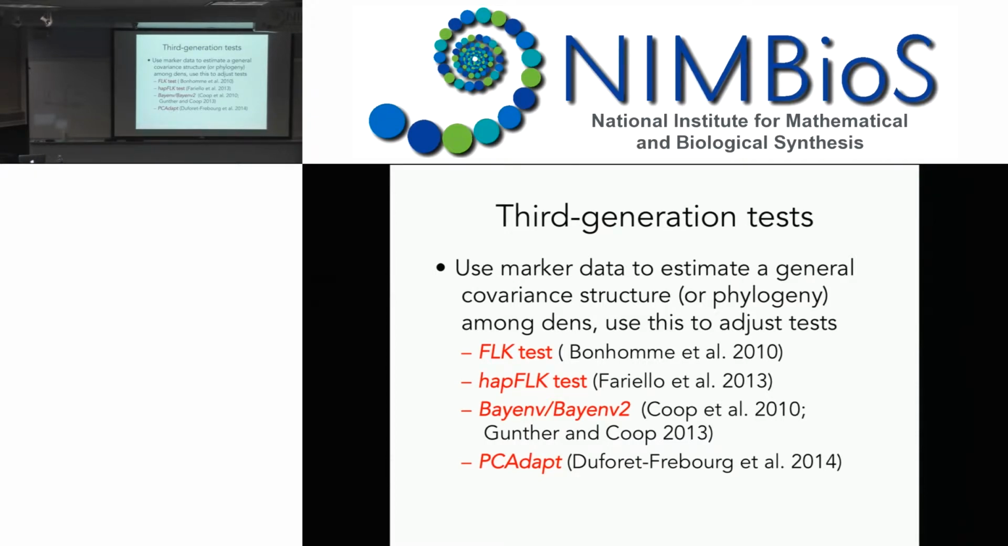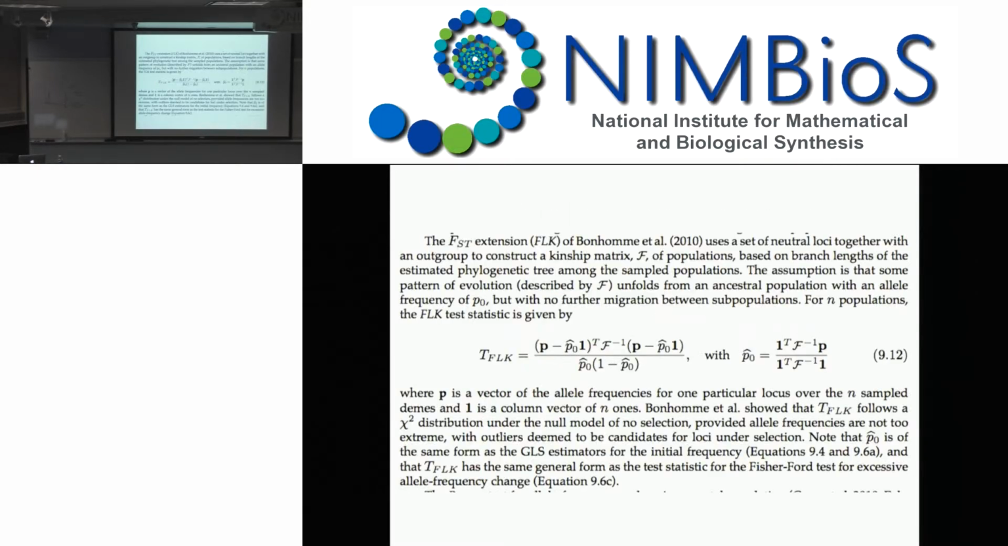There's a whole bunch of tests. You probably have heard of some of these. There's the FLK test, Bayenv and Bayenv2, PCAdapt, other things like latent factor mixed model, LFMM, which will come back in a second setting. So the idea behind all of these is you take your marker data and you use that to construct the covariance you expect among demes for those random markers. That gives you a better distribution. Then you see if your particular marker you're scoring is an outlier against that much better distribution.